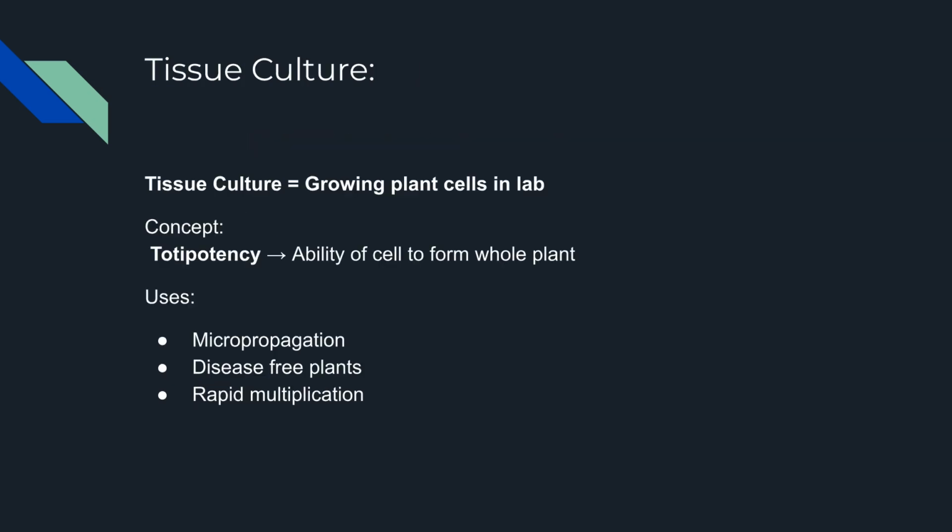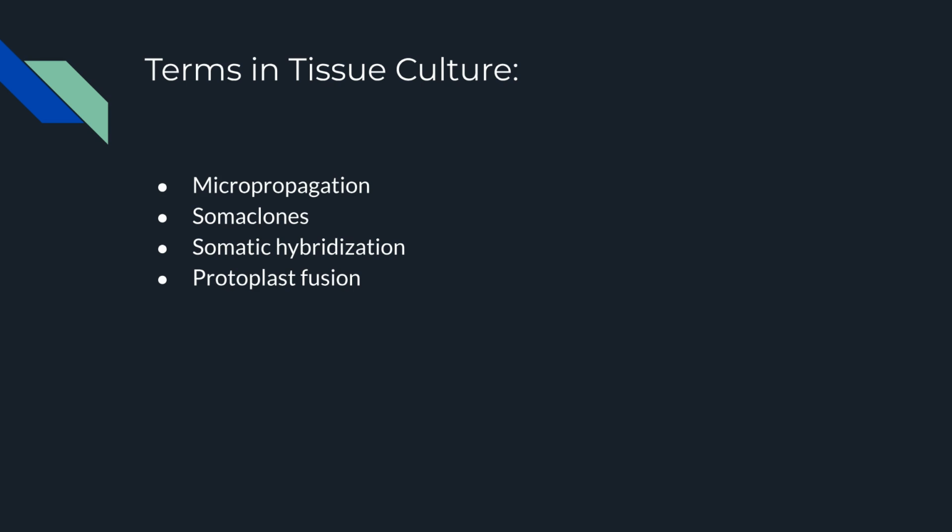Tissue culture is the technique of growing plant cells in a lab based on the concept of totipotency, the ability of a single cell to develop into a whole plant. Uses include micropropagation and producing disease-free plants rapidly. Important terms in tissue culture include micropropagation, somaclones, somatic hybridization, and protoplast fusion.